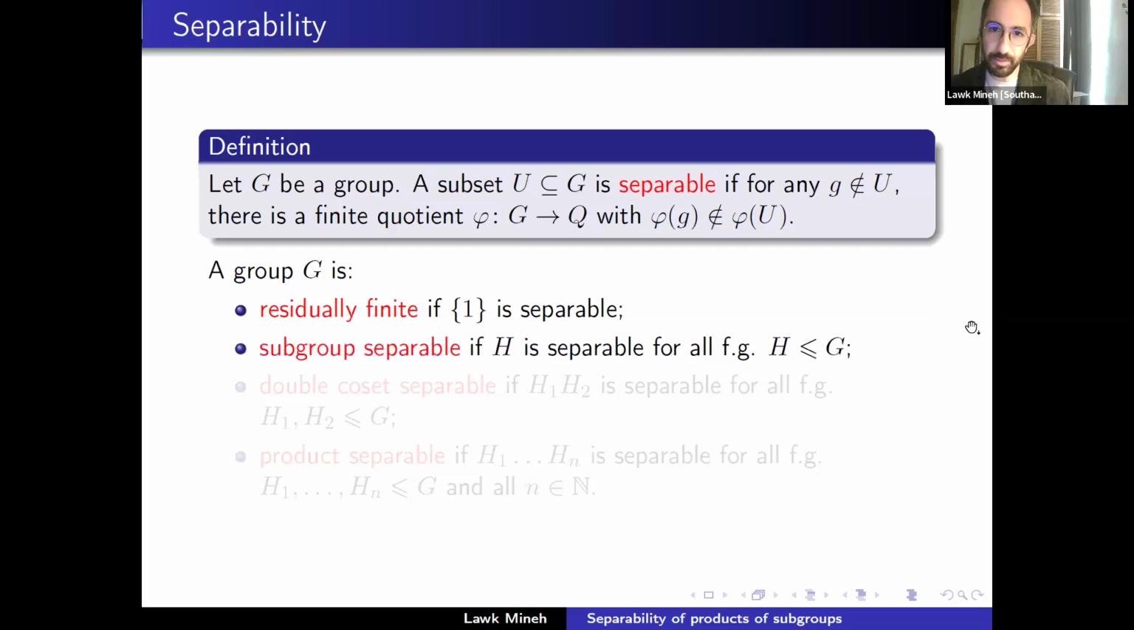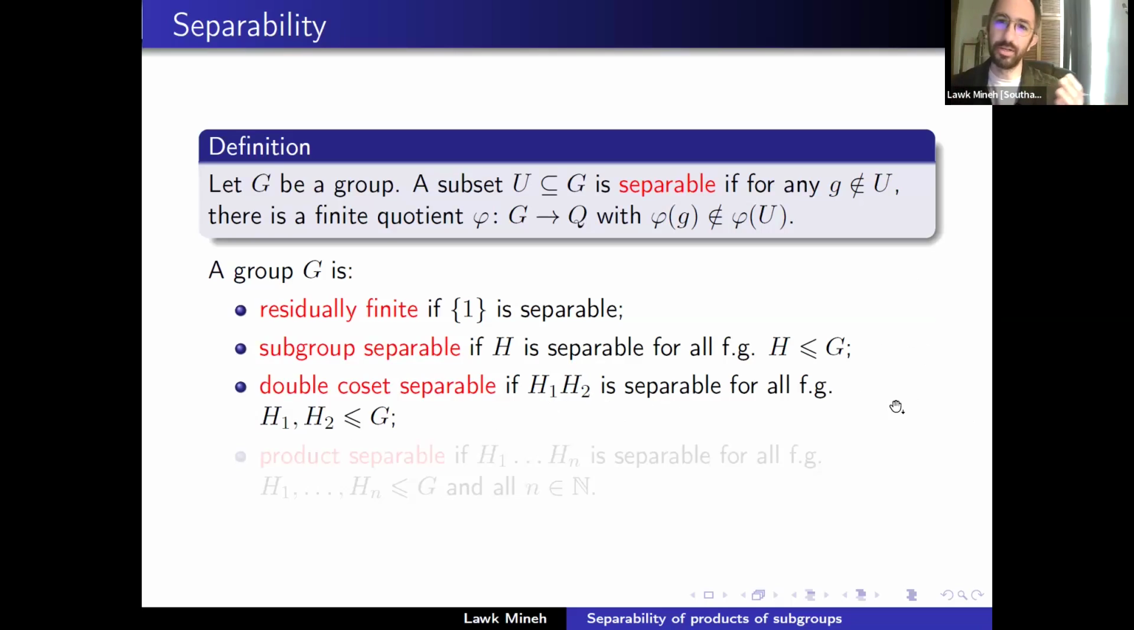Much stronger than this is the property of subgroup separability. Your group is called subgroup separable if every finitely generated subgroup is separable. Slightly stronger is the property of double coset separability. The name's kind of obvious what it means: you take any two finitely generated subgroups, their product is separable. And then once you have this, you can talk about triple cosets, quadruple cosets, whatever takes your fancy.